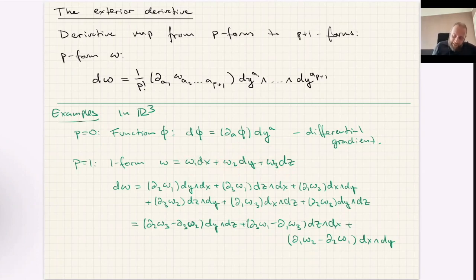Where the y dz here would correspond to the basis vector e1, so the missing coordinate. The z wedge dx would correspond to the basis vector e2. The missing coordinate here is y. And same thing for that one. The missing coordinate is z. And we have the third component of the curl. So the exterior derivative of a one form essentially corresponds to the curl.